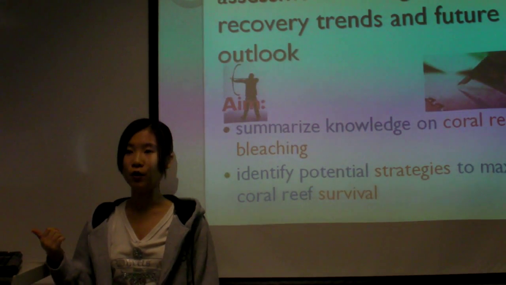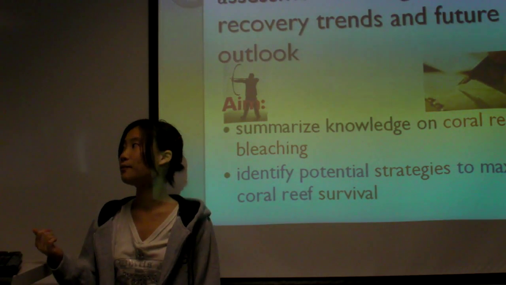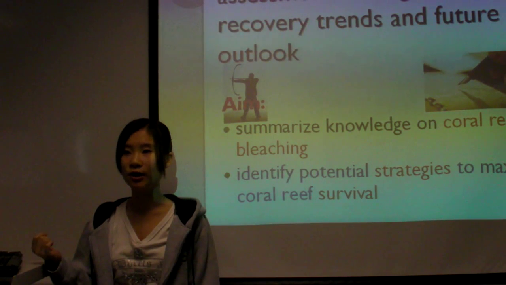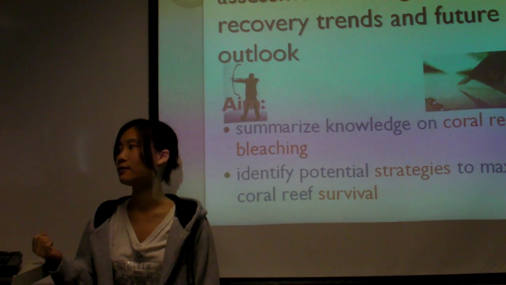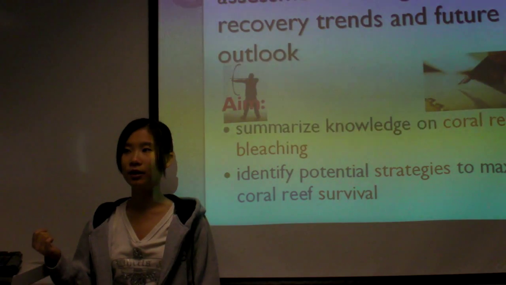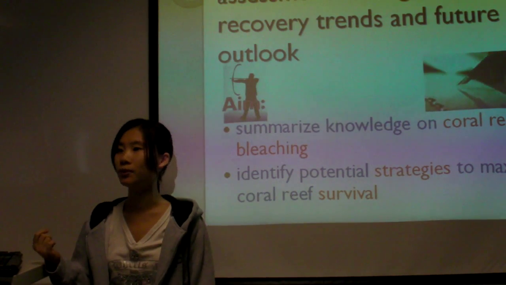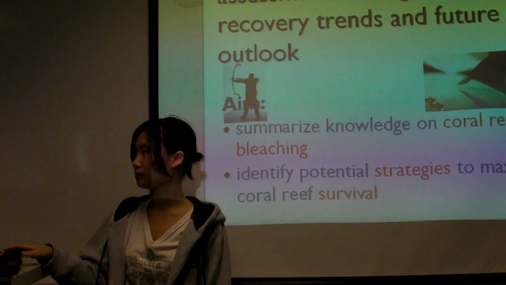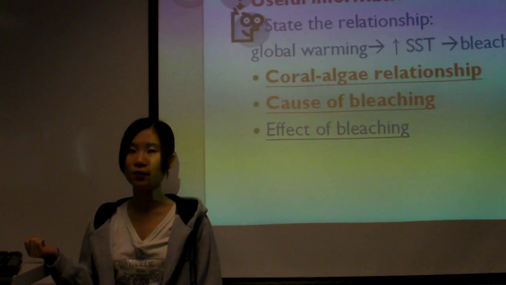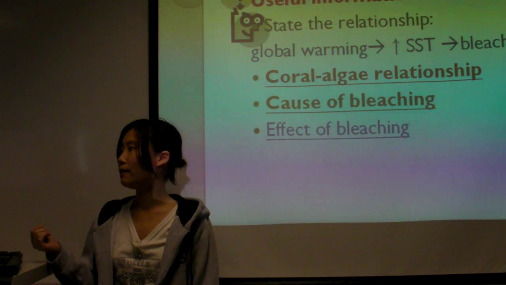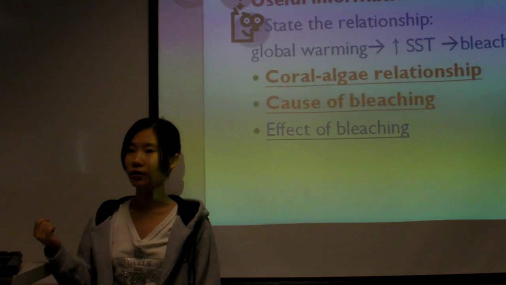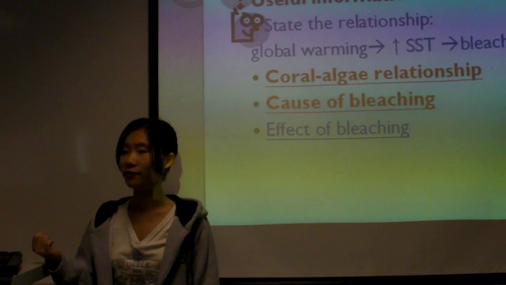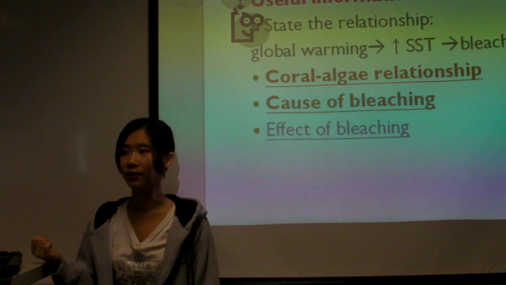This is the final review article. The aims of this article are to summarize the knowledge on coral reef bleaching and also identify the potential strategy to maximize the coral reef survival. This is the useful information from this article, and this article is the only one that explains the coral-algae relationship and the cause of bleaching clearly and in detail.